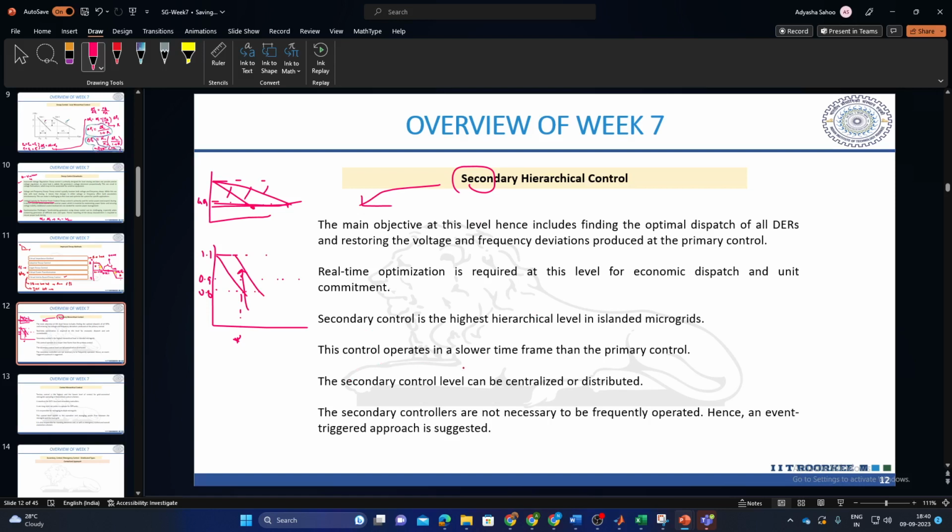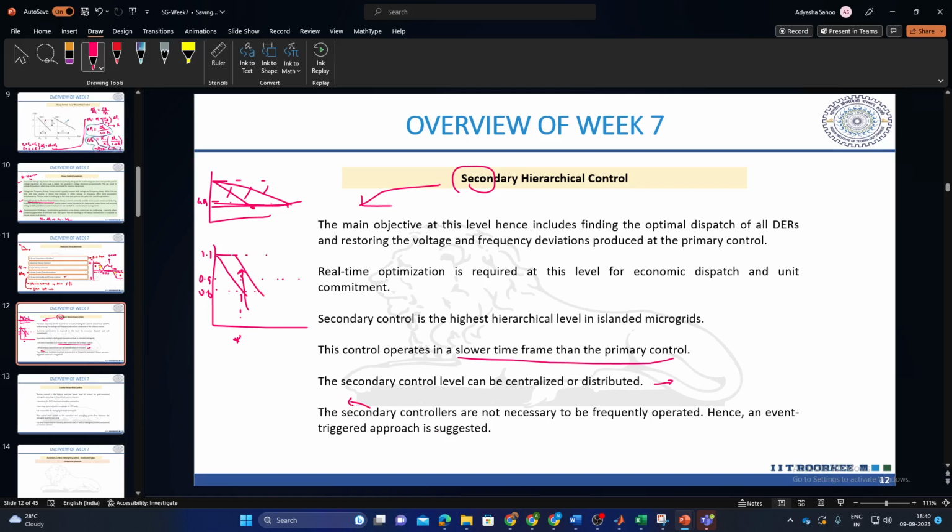But its operation time frame is slower than primary control, because it will only act when the primary control layer action has taken place. So this can be centralized or distributed. We'll see it in the next slides how. And since these need not be frequently operated, we need the secondary control to take action only when the local control has failed or is not doing perfectly.